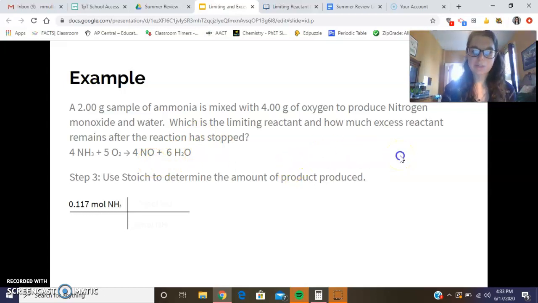So I'm going to use the molar ratio. There's 4 moles of NO produced for every 4 moles of NH3 used. So that tells me that I would produce 0.117 moles of nitrogen monoxide.